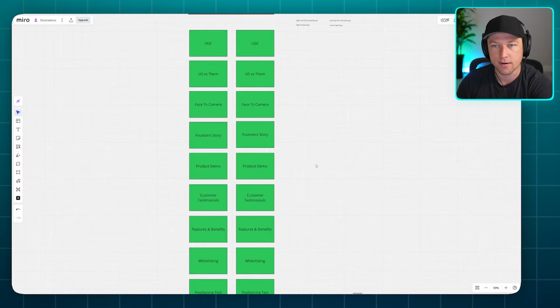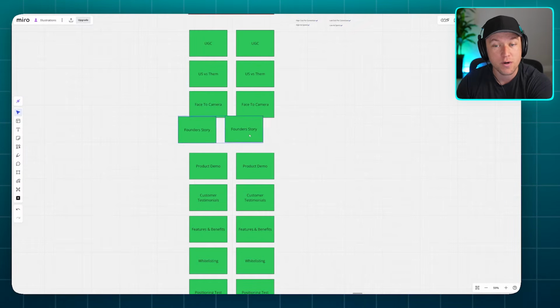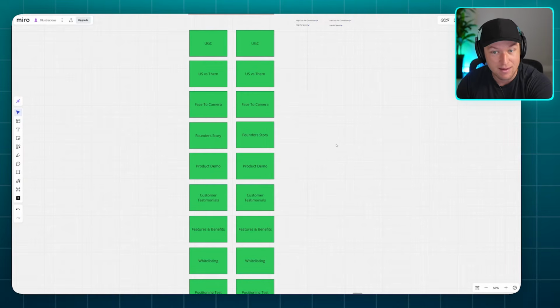So the goal here is to have UGC as a style, us versus them as a style, face to camera as a style, founder story. If you can do founder story, this is insanely powerful because most founders do not want to do this.